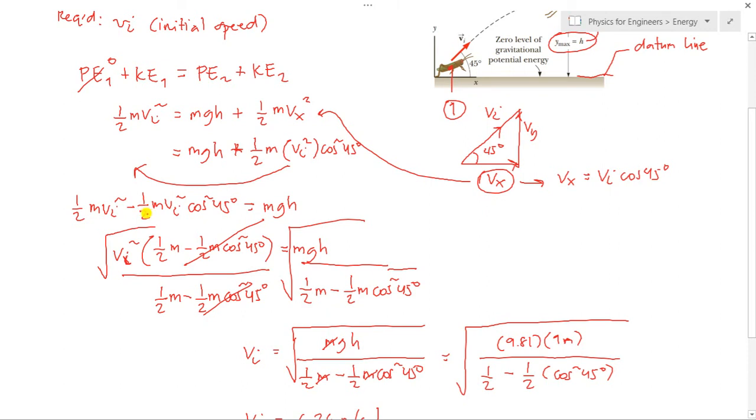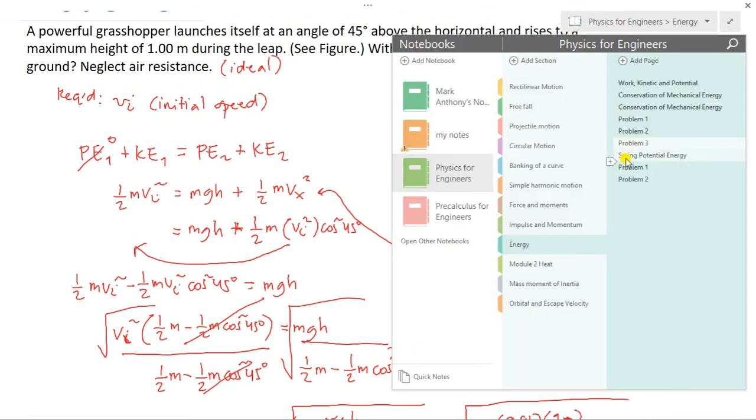Okay, gi-factor out ang VI. So nahimo lang ingana. And then okay, sakto gid. So okay naman. So therefore we are good to go. So let's proceed to the next one.